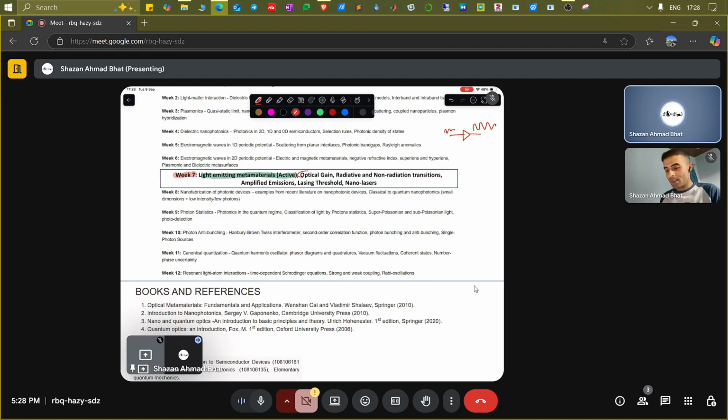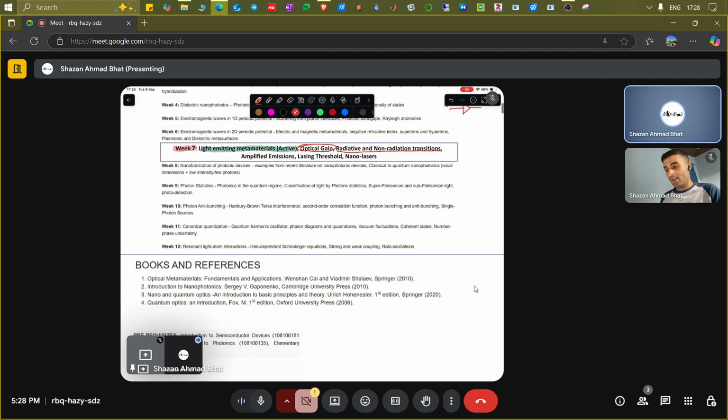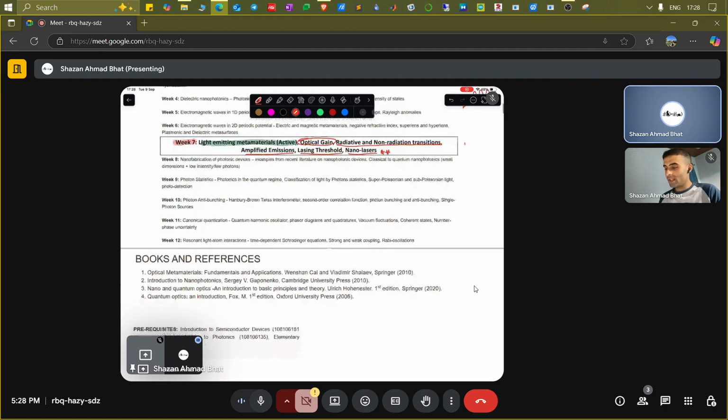And then we talked about the optical gain, just like you have a gain in electrical systems. We talk about radiative and non-radiative transitions in atomic systems, or even in the case of diodes. We talked about amplified emissions, we talk about lasing thresholds, and we talk about how you miniaturize these optical amplifiers. That is what you call nano-lasers. So basically, lasers are optical amplifiers.